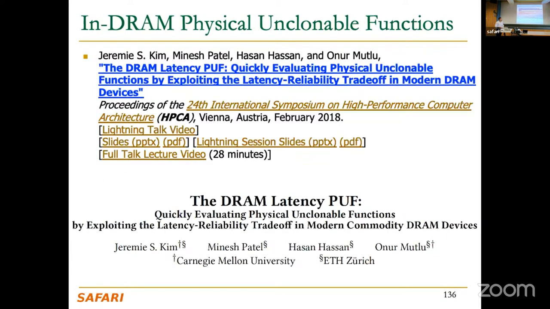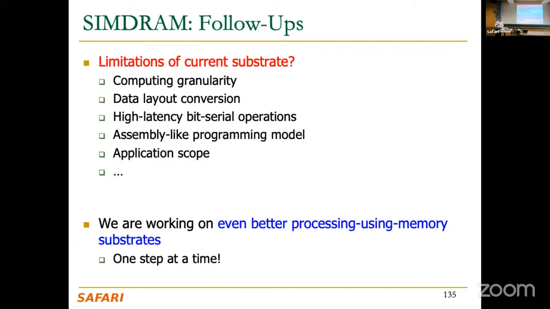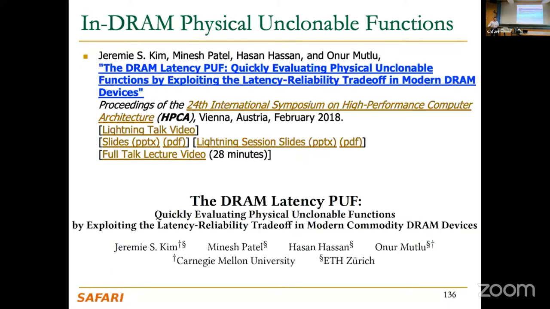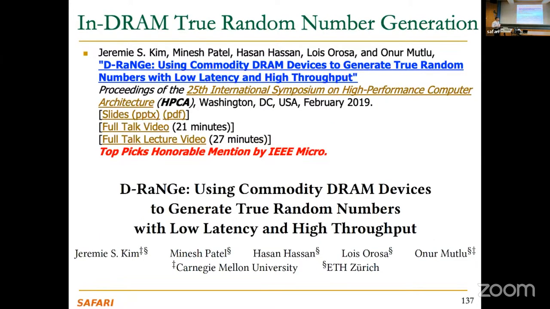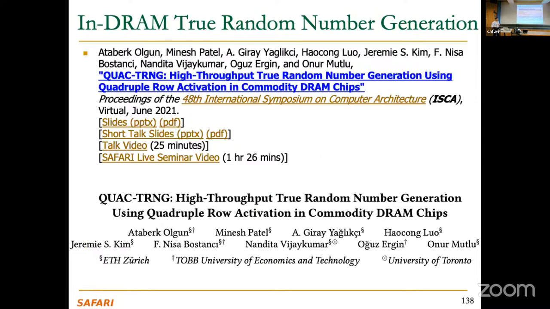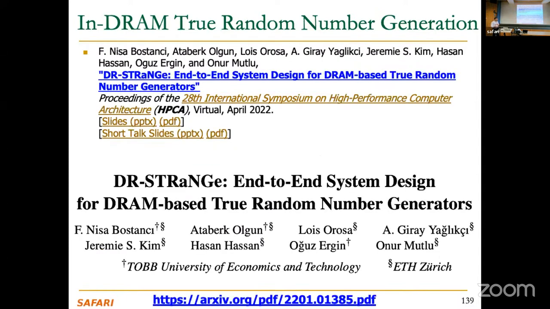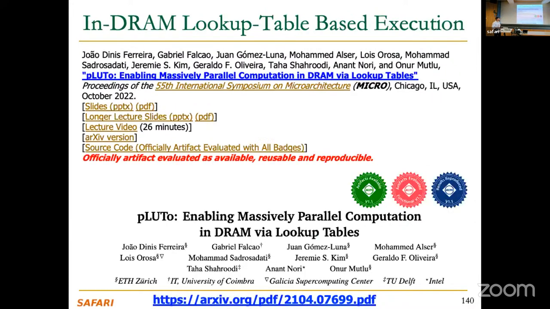Okay, so briefly mentioning, we can do AND, OR, NOT, majority, a bunch of arithmetic operations, following up on this concept of charge sharing and triple row activation and so on and so forth. We can also do physically unclonable functions in DRAM, as in this paper. I'm not going to talk about it here, but it's another operation that you can do following the same process. Also random number generation you can do inside DRAM following the same process. And then you can do it at higher throughput, and also generalize it with end-to-end system support.